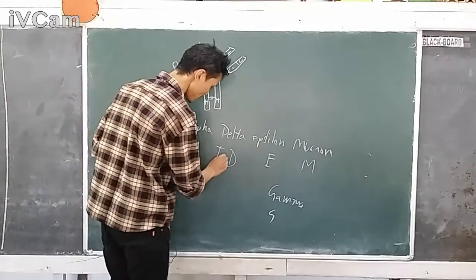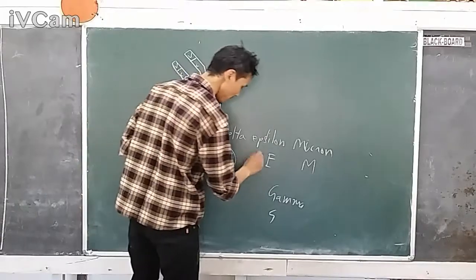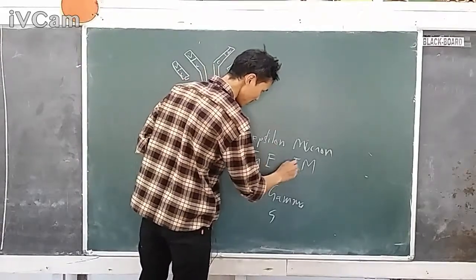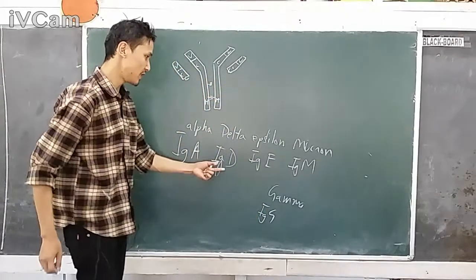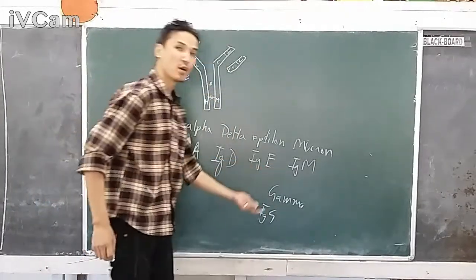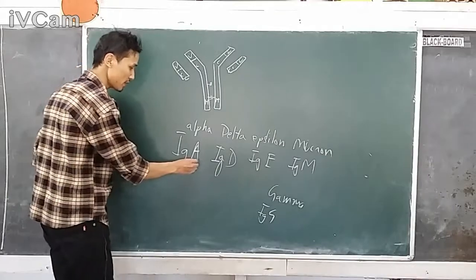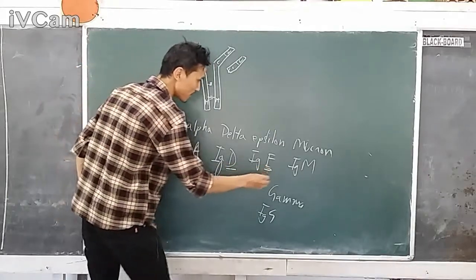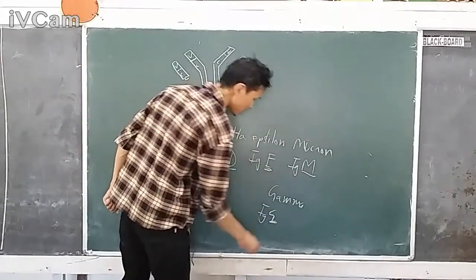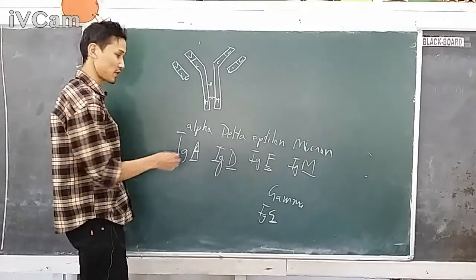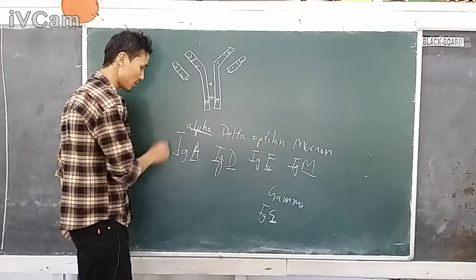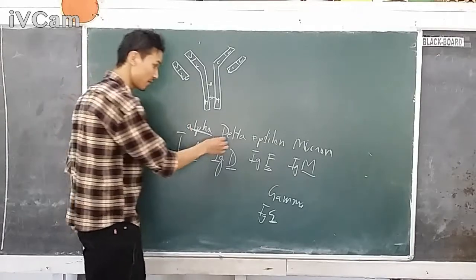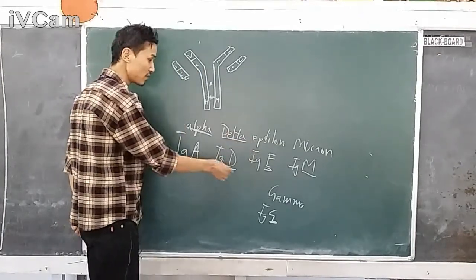So there are 5 types of antibodies or immunoglobulins: IgA, IgD, IgE, IgM and IgG. Why is it called such? These alphabets represent a constant sequence of amino acids. That is, these heavy chains might be an alpha. If it is alpha, then the immunoglobulin or antibody is called IgA. If it is delta, it is called IgD.